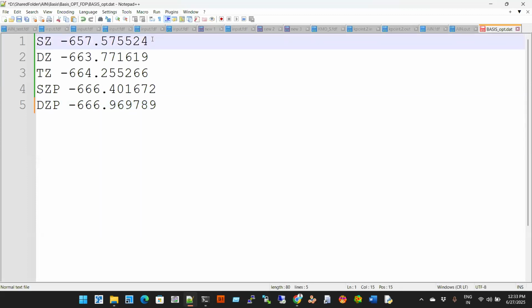We can clearly see that DZ has lower energy than SZ, TZ has lower energy than DZ, and as polarization is implemented, their energy becomes even lower, which means the system is reaching more stable positions.